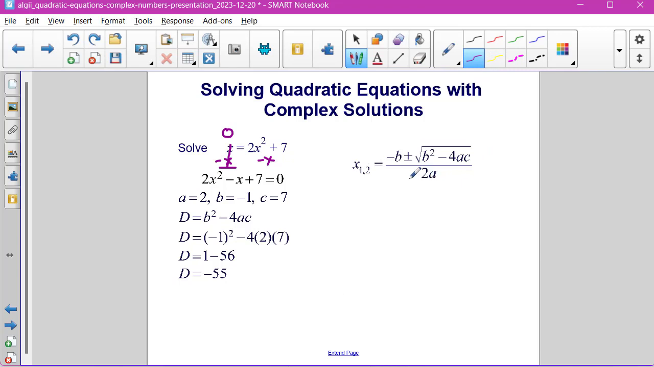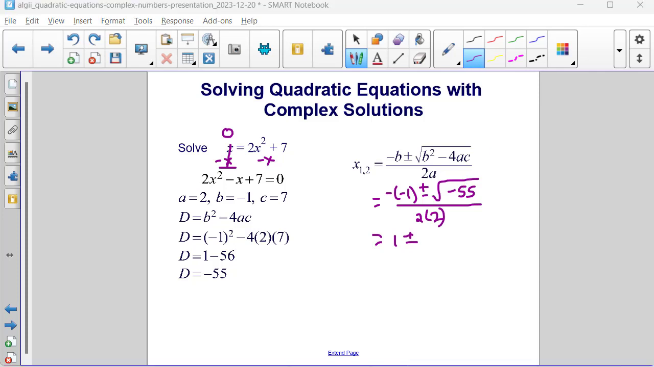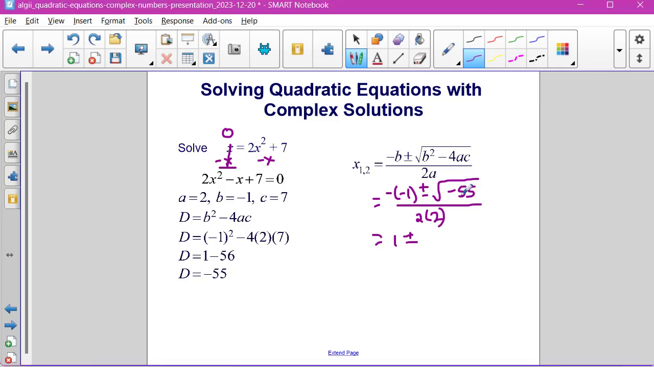So now let's finish solving our quadratic with the quadratic formula. So our -b value is negative of -1 plus or minus the square root of -55, because we worked it out already, all over 2 times 2. So we have 1 plus or minus, this -55 is equivalent to -1 times 55, and the square root of -1 is i, and the square root of 55 cannot be broken down further, and then all over 4.